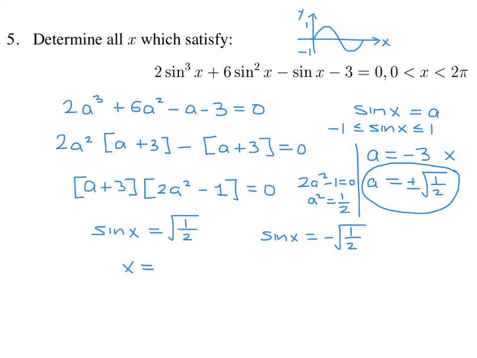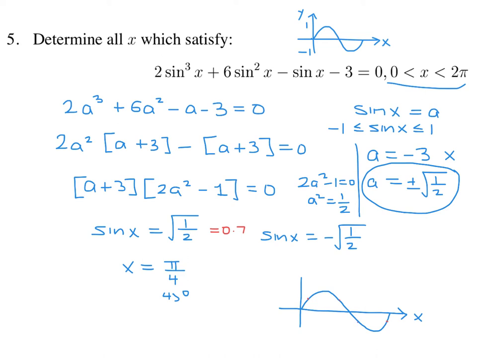Square root of a half, x would be pi over 4, which is 45 degrees. And I'll just draw it here on the graph. So remember, the question told us we only have to look at x between 0 and 2 pi. So that's basically going to be like that. So you're looking at when it's positive, 1 over 2 square root. So what is that, about 0.7 approximately? So either there, and the negative, that's going to be here and here.